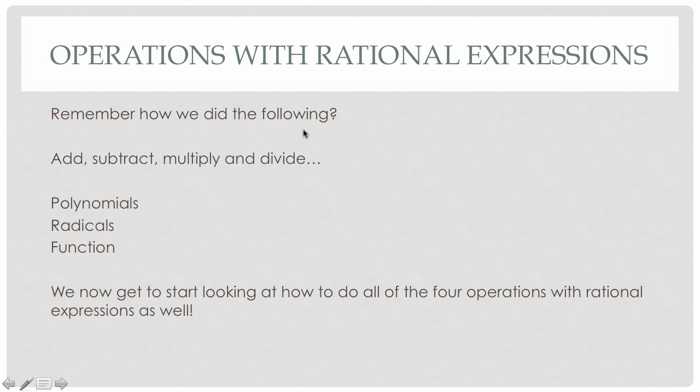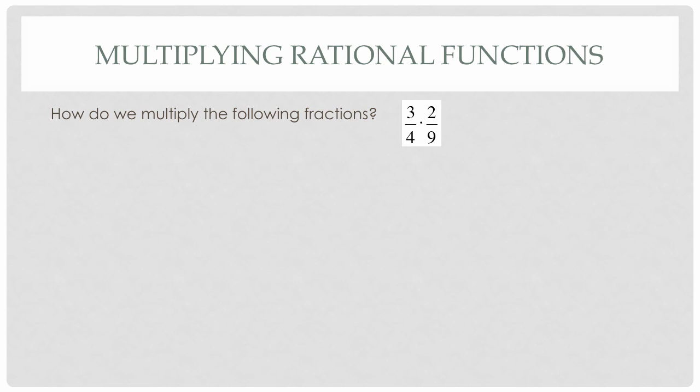All right. Do you remember how we did the following? We did adding, subtracting, multiplying, dividing with polynomials. And then we learned how to add, subtract, multiply, and divide radical expressions. And then we did adding, subtracting, multiplying, dividing functions. Now we get to start looking at how to do all four of those operations with rational expressions. The key is to just remember how to work with fractions. How do I multiply 3/4 times 2/9? Let's review that.